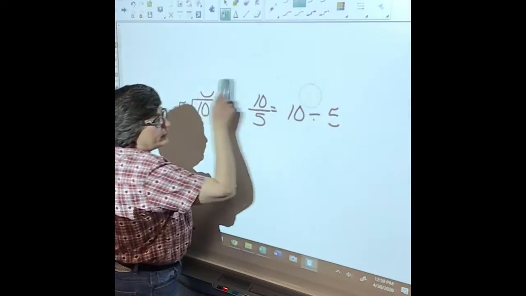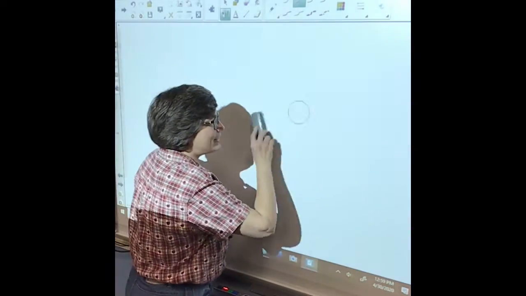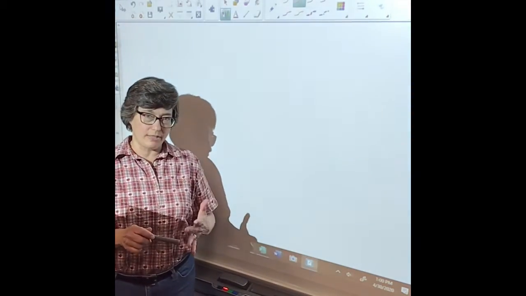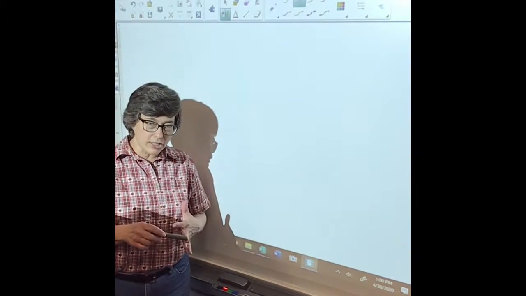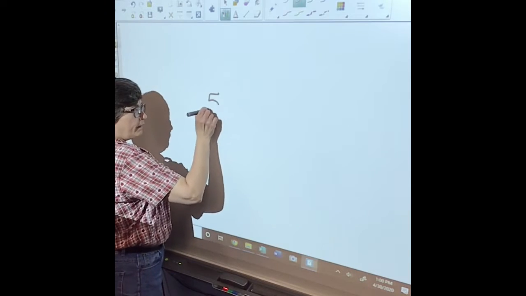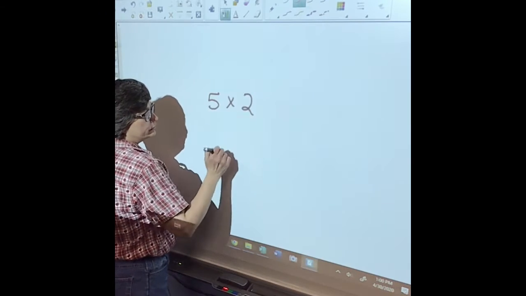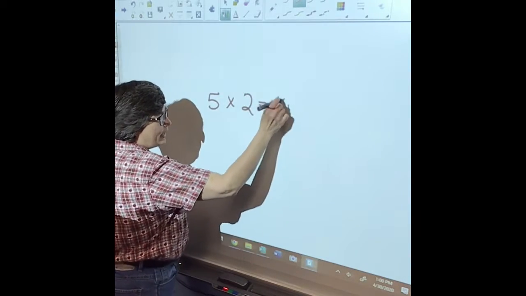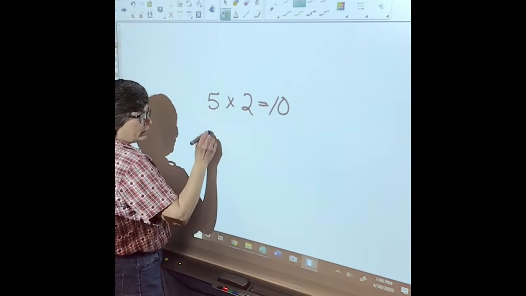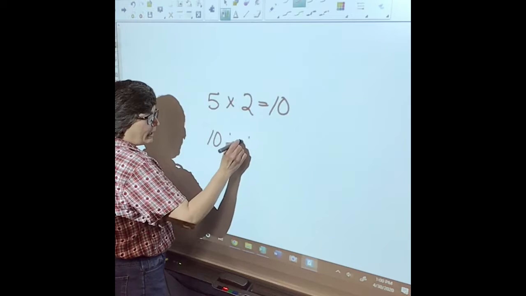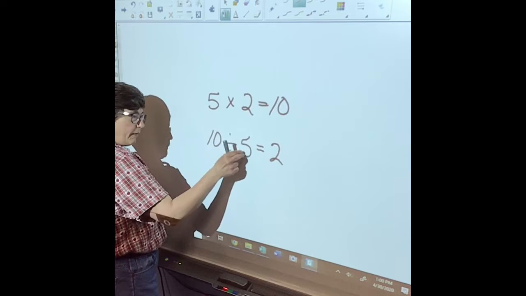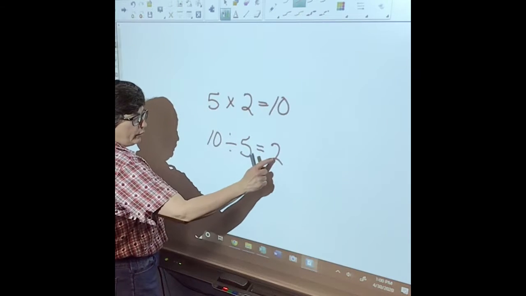When we are talking about a division problem, it's the opposite of multiplication. So just like subtraction is the opposite of addition, division is the opposite of multiplication. So if we had 5 times 2, we know that equals 10 because we count by 5s, 5, 10. We're doing the opposite and we're saying 10 divided by 5 equals 2. So 5 in the group and we get 2 groups.